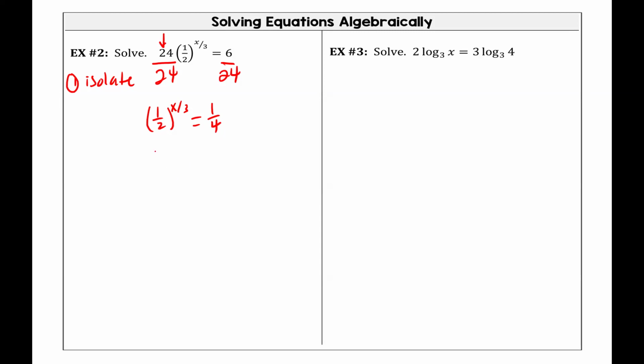Okay. Now your goal is to find a common base. So our goal is to find a common base. How can I make 1/2 and 1/4? I can't really change a half, but can I change a 4? What could I do to a 4?